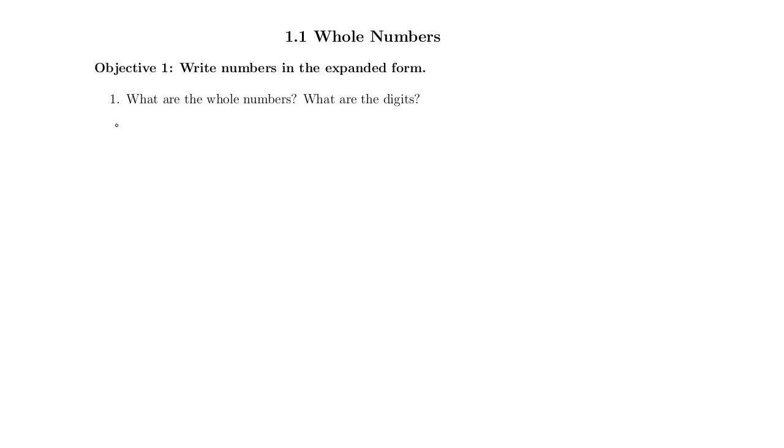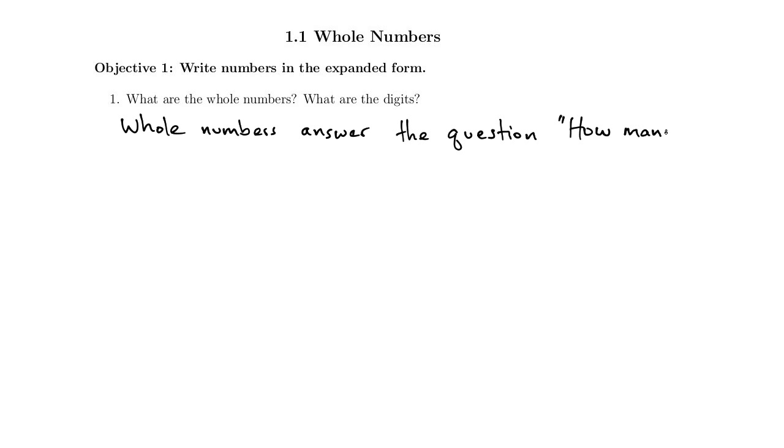So I'm going to write this down first of all. Whole numbers answer the question how many. Okay, so whole numbers are counting numbers. They're numbers that we use to count with.